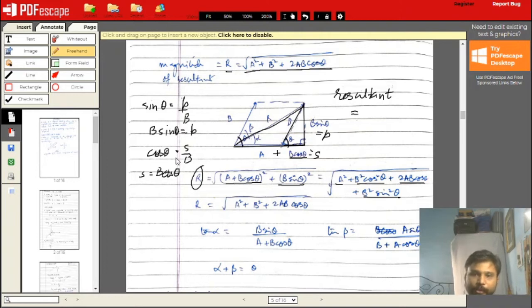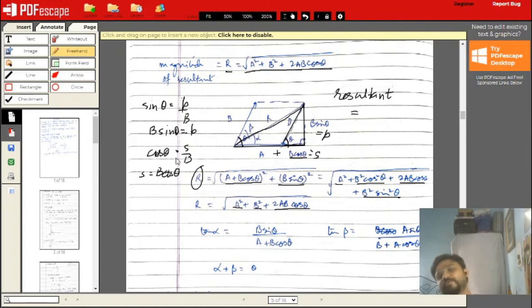Now we have to add B square cos square theta and B square sin square theta. When we add these two quantities, cos square theta plus sin square theta is 1. It's a popular identity. So this whole quantity becomes simply B square into 1, which becomes B square. A square remains as is, and 2AB cos theta, which came from the expansion of the bigger square, remains as is. So we have derived the formula for the resultant of two vectors. This is called analytical addition of two vectors.